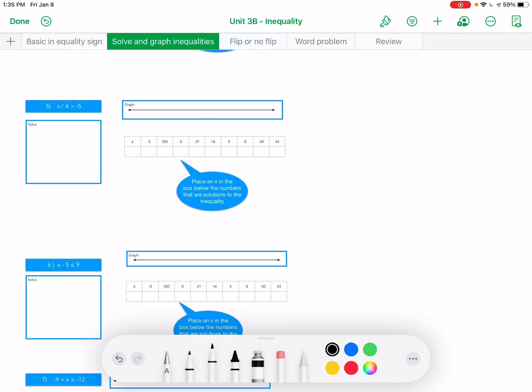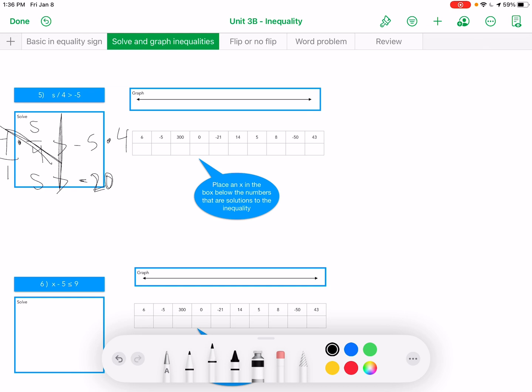Okay, s divided by 4 is greater than negative 5. We're going to draw our line. Again, we're dividing, so the opposite of dividing is multiplying. 4 is with the variable, so we're going to multiply each side by 4. That cancels out. S is greater than negative 20.